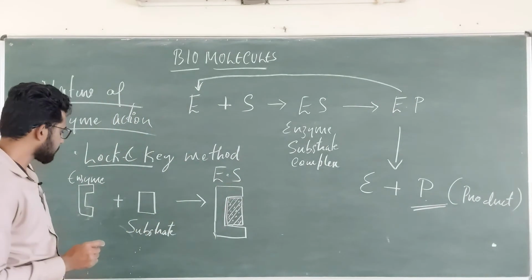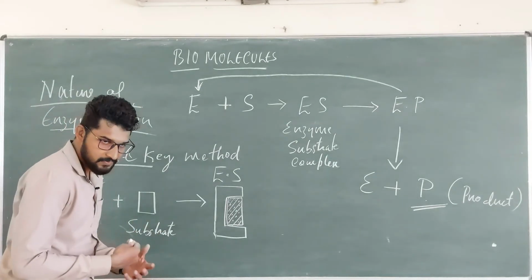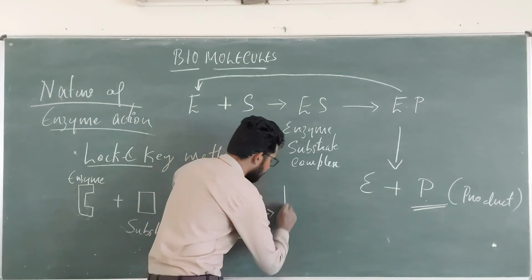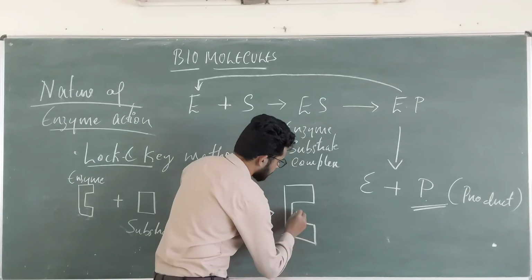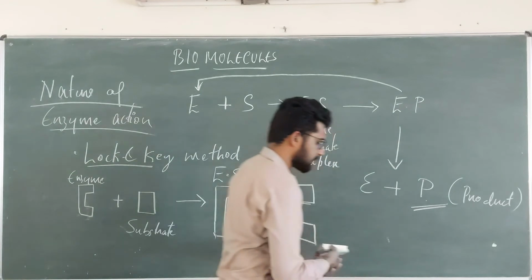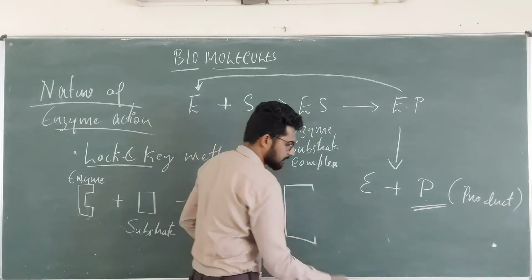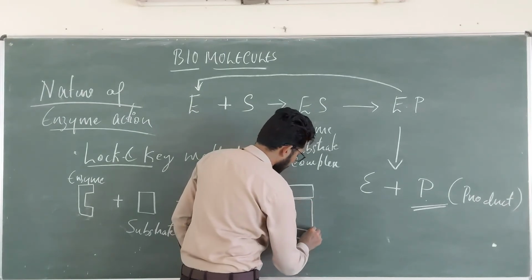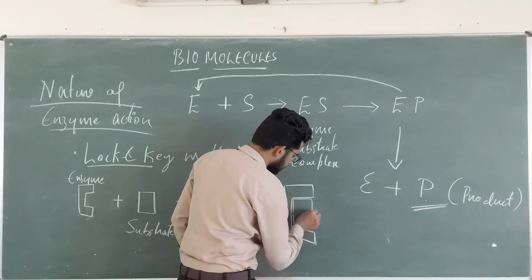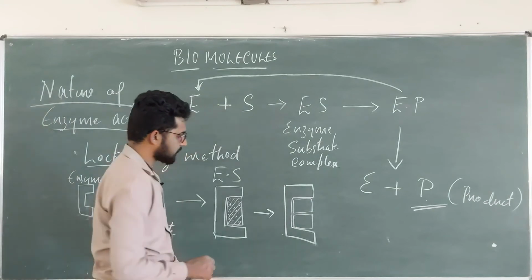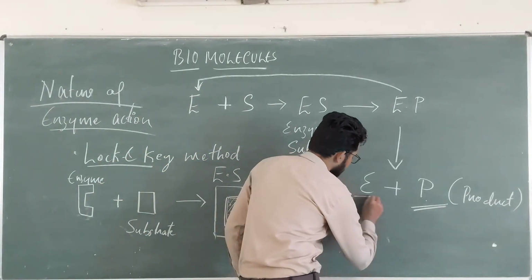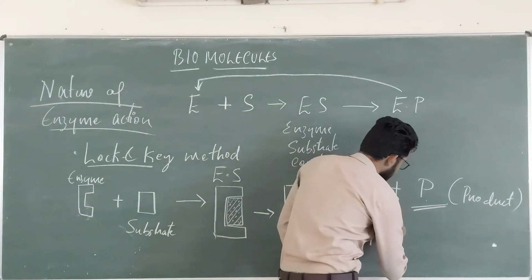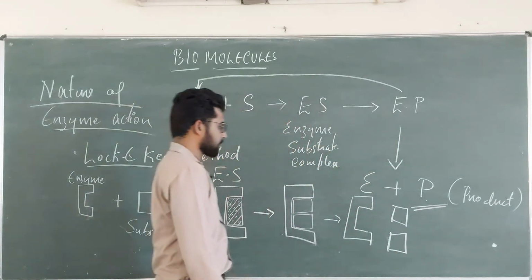When this enzyme substrate complex is forming, there will be a series of reactions taking place. Here I have the same diagram. Look at this, it is slowly going to form the product. This is the product now. After completion of the reaction, the enzyme is restored, giving rise to two products. These are the products.